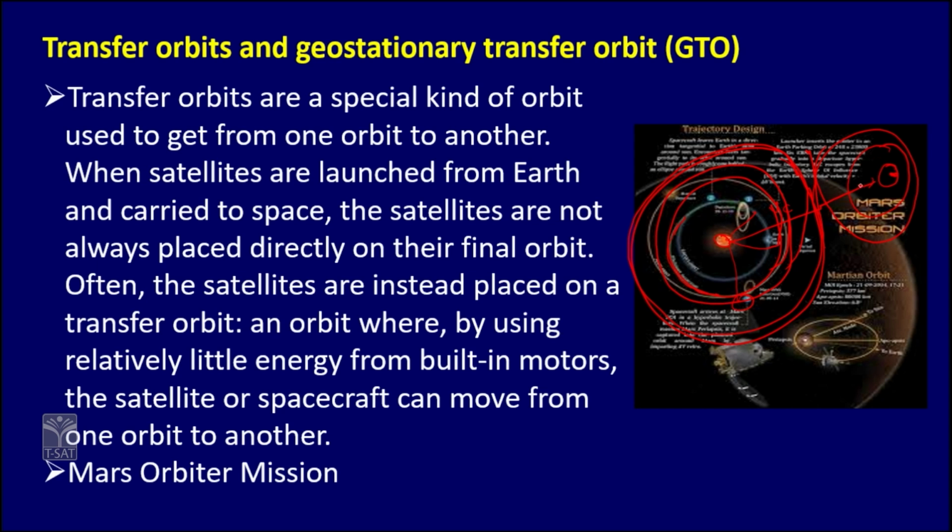Once it revolves around Mars, the speed it has will decide the height of this satellite from Mars. Like that, we have used this technique of transfer orbits in order to send a satellite to Mars.